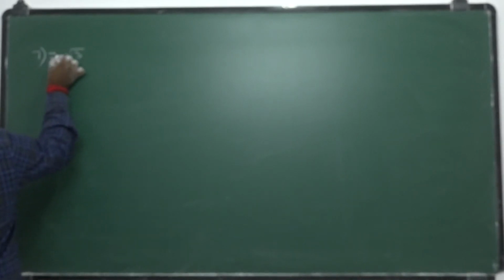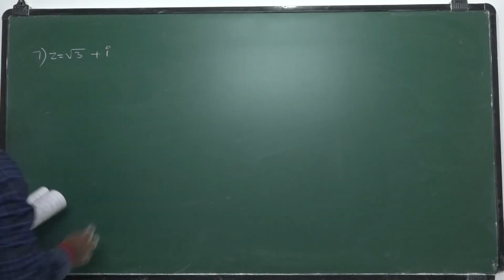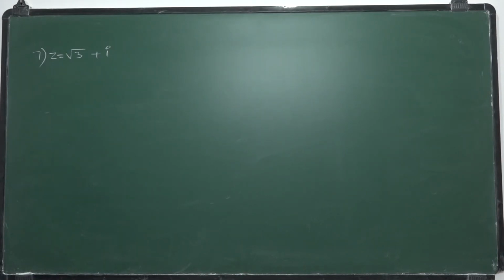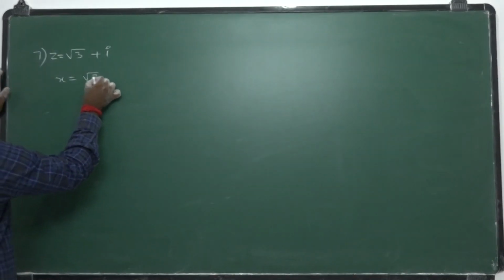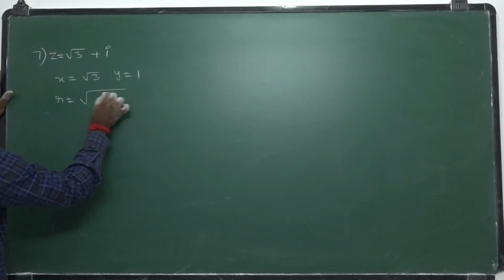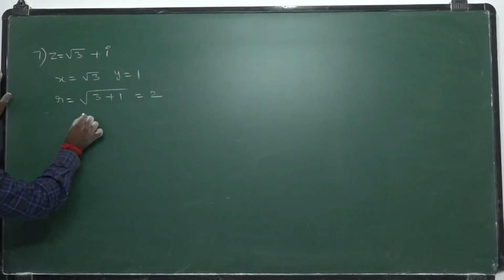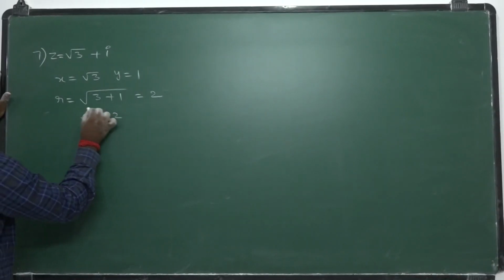Convert the complex number z equal to root 3 plus i in the polar form. So here x equals root 3 and y equals 1. So r equals root of x square plus y square, so this is equal to 2. Therefore r equals 2.